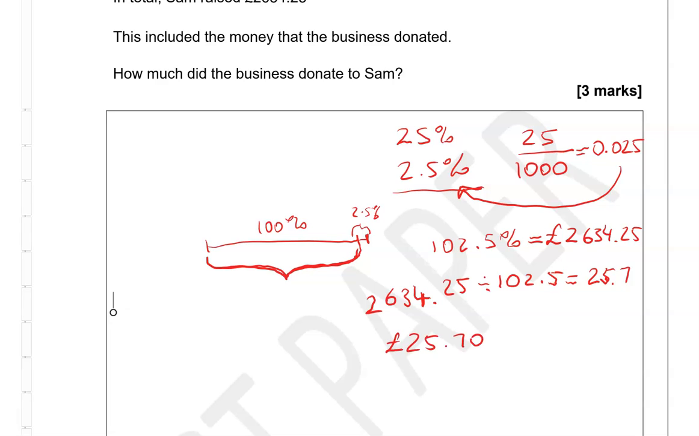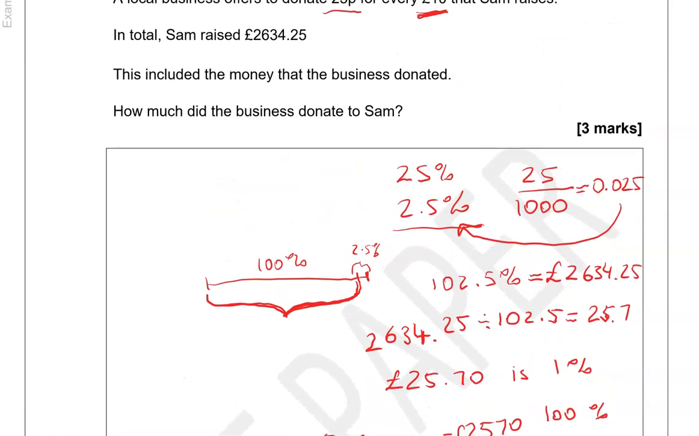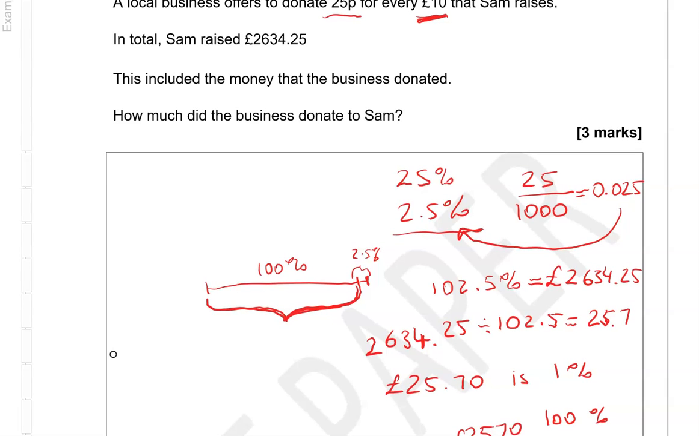£25.70 is 1%. What about 100%? Because that's what we need. So we're going to do 25.7 times 100, which gives us £2,570. So that's how much money Sam raised before the donation from the business.